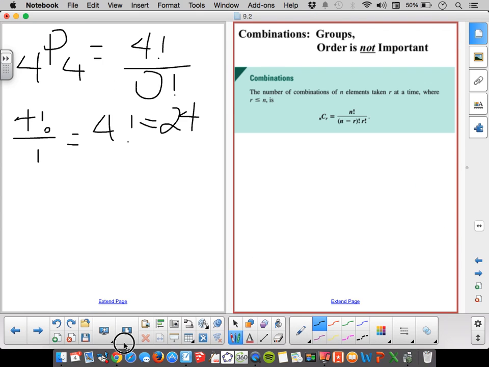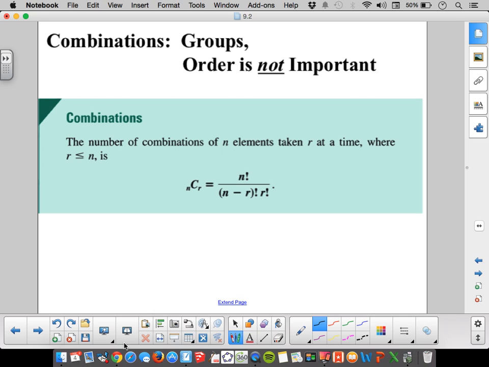Now we're going to talk about combinations. Combinations are just groups of things. So here, order is not important. So we have a different formula for that. We have n factorial over n minus r factorial times r factorial.